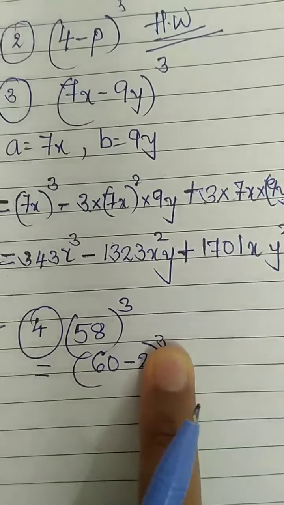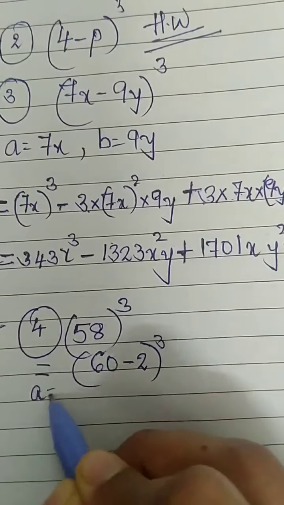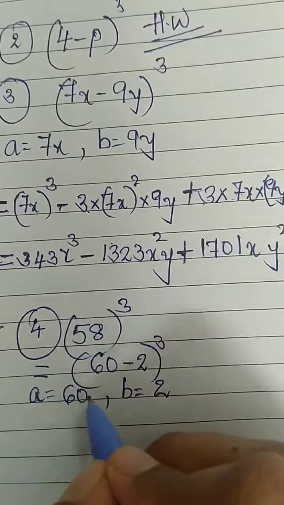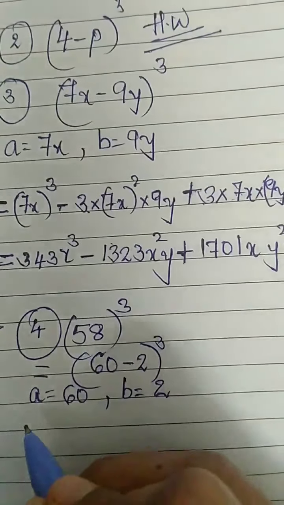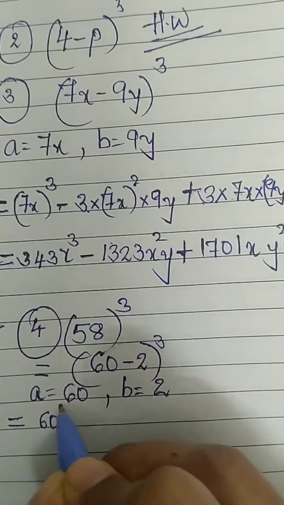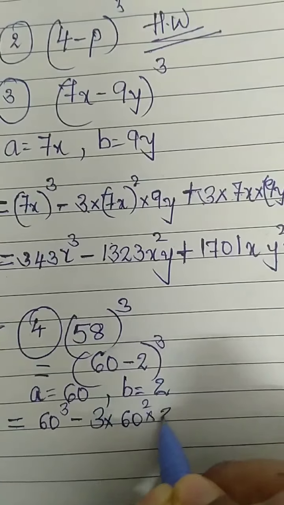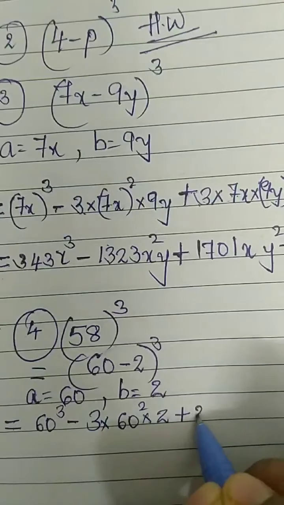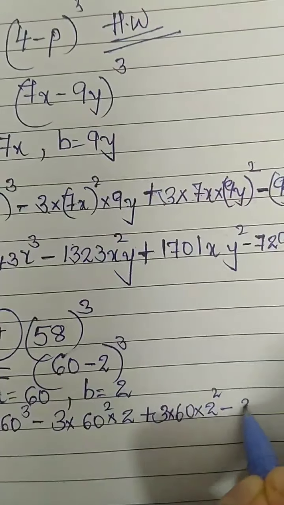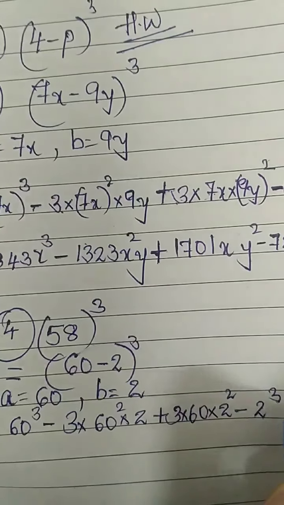And if you write it in the form of cube, you can use the (a − b) the whole cube formula. So let us substitute. a will be 60 and b will be 2. Quickly solve. If you forget the formula, you can write the formula. In the exam, you have to write it once. Here, we know the formula, so we will directly substitute. So this will be 60³ − 3 × 60² × 2 + 3 × 60 × 2² − 2³. a³ − 3a²b + 3ab² − b³. Correct.